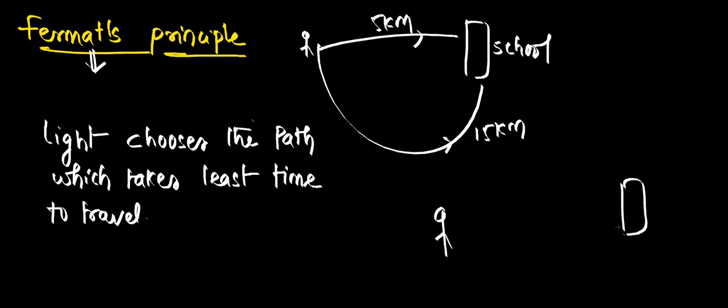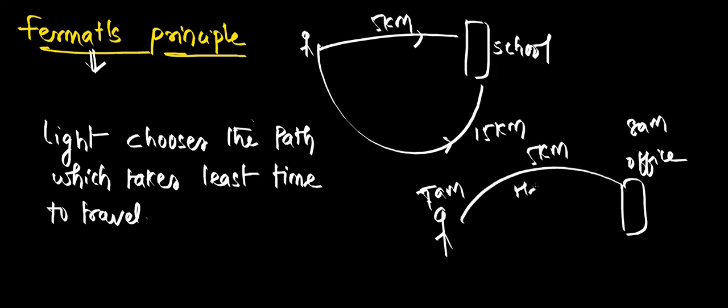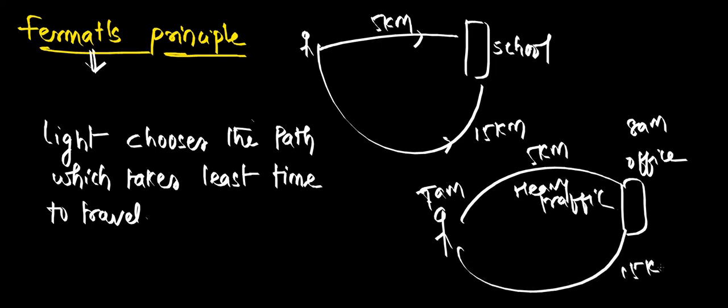I'll give you one more example, Gautam. This is you, this is your office. You have started at maybe 7 a.m. in the morning. You have to be in the office by 8 a.m. The first path is 5 kilometers distance but heavy traffic. The second path is 15 kilometers distance, but it takes only 40 minutes because there is no traffic. Now in this case, which path will you choose? 15 kilometers. So here it is not only distance we have to consider; the one which takes the least time is important. Sometimes the shorter distance takes less time, and sometimes the shorter distance takes more because of traffic.